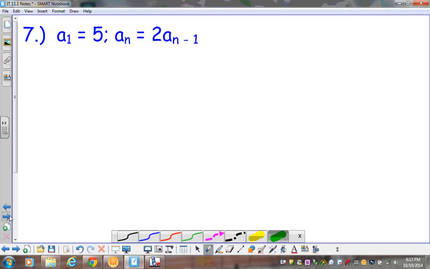All right. So what I want you guys to do is try this next one for me. It is a recursive formula. I want you guys to try and find your first 5 terms. So go ahead and pause it here and find your first 5 terms.